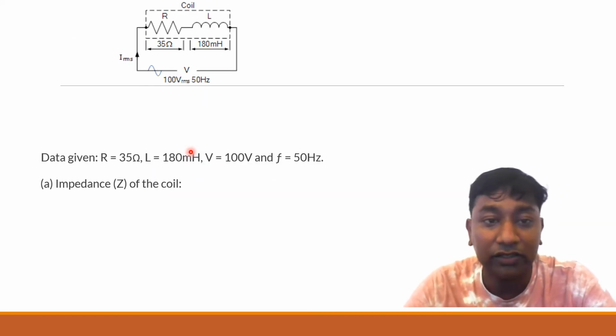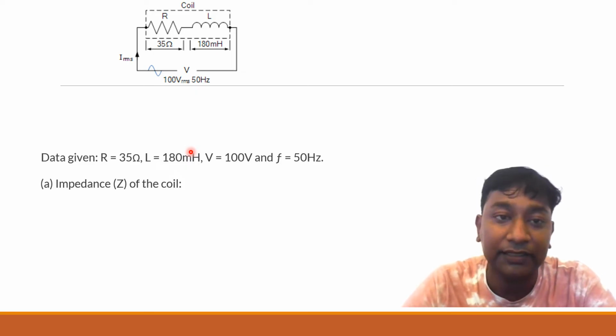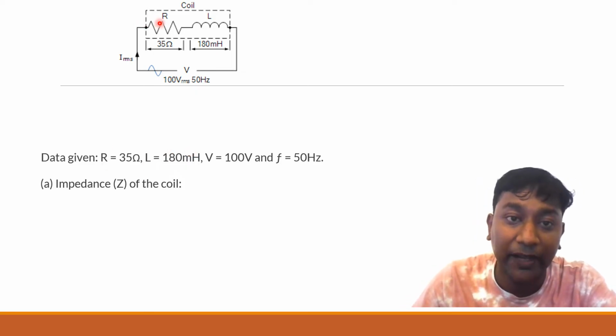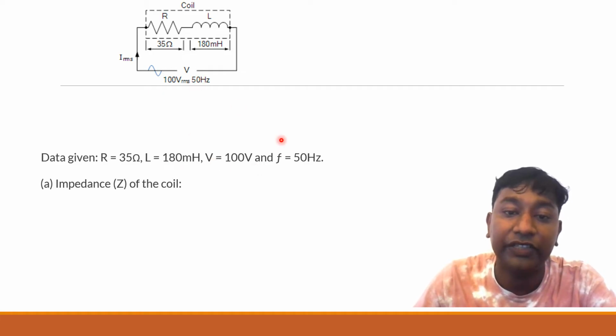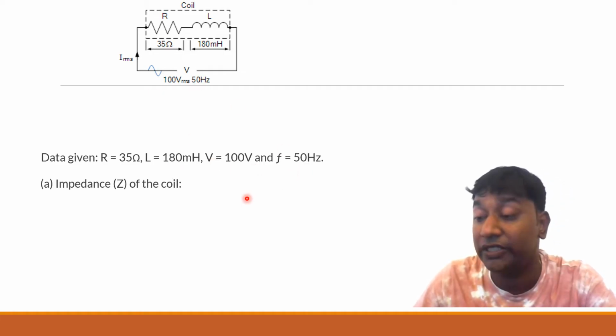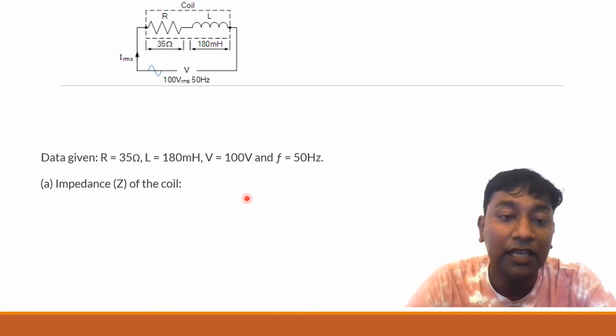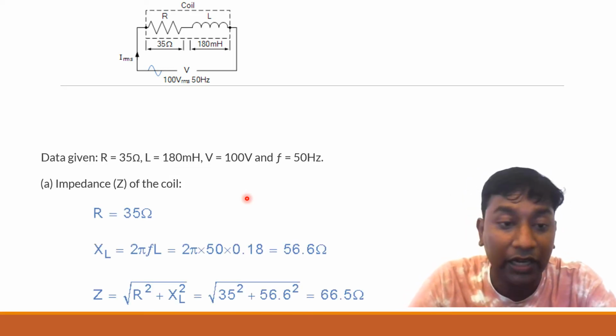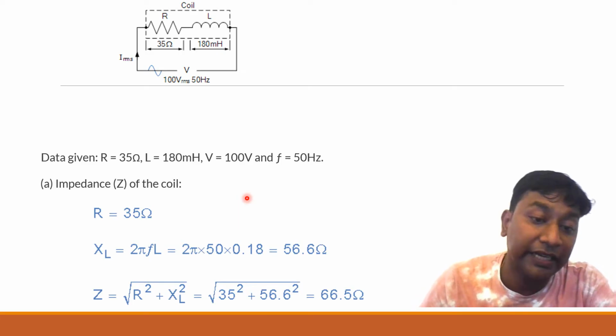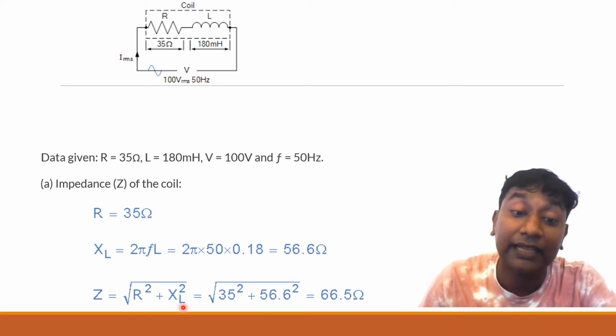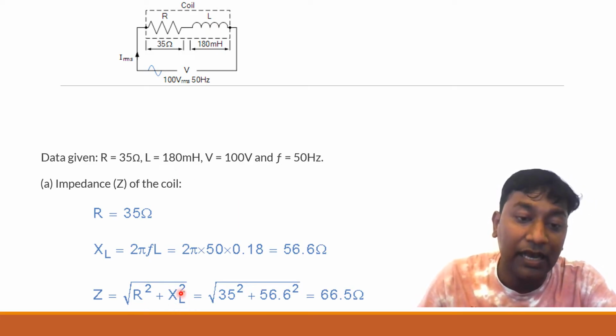So first we will write down the data given. The data given is resistance R is 35 ohm, inductance L is 180 millihenry, voltage V is 100 volt and frequency F is 50 hertz. The first question is to find the impedance of the coil. How will we find the impedance of the coil? We know the formula is Z equals root over R square plus XL square if inductance is there.